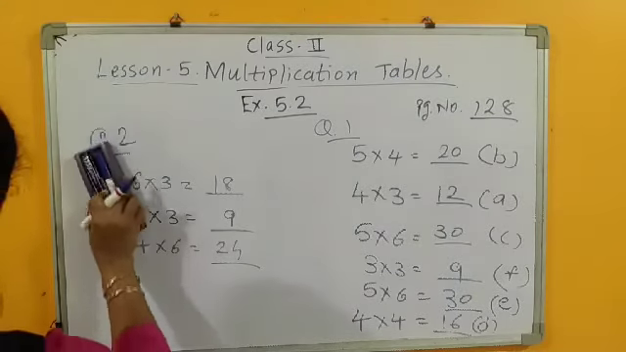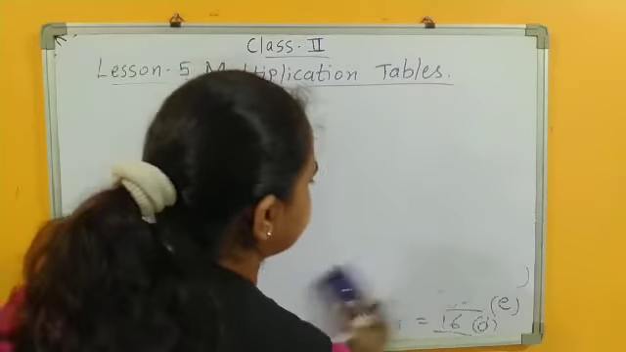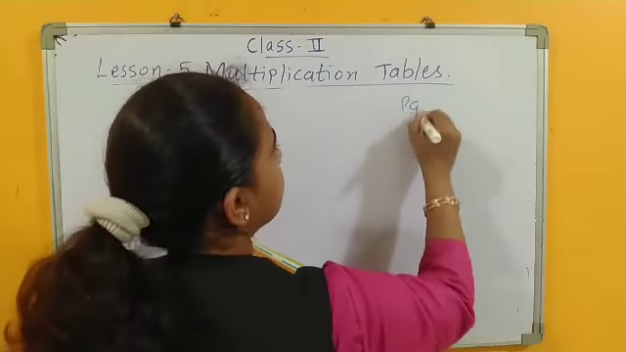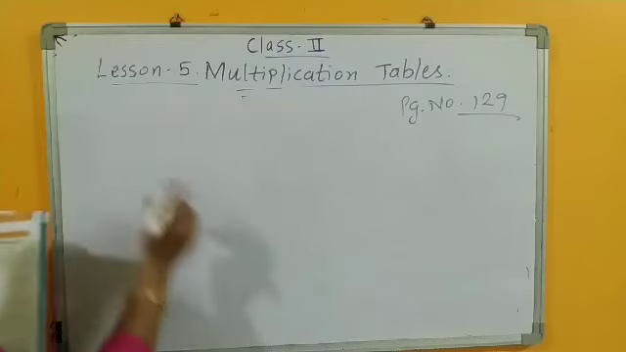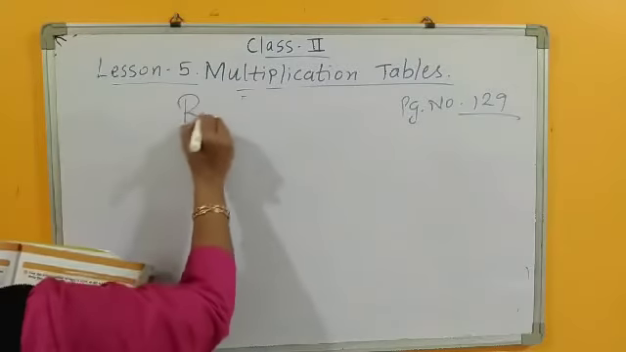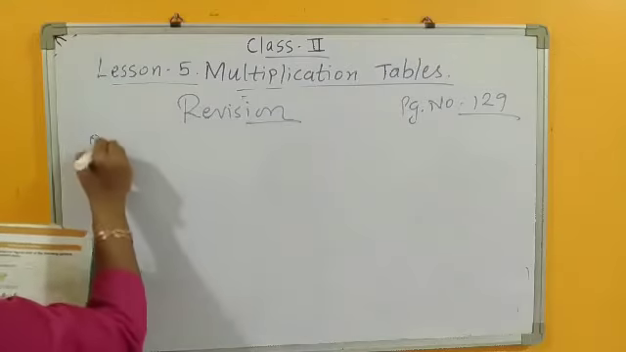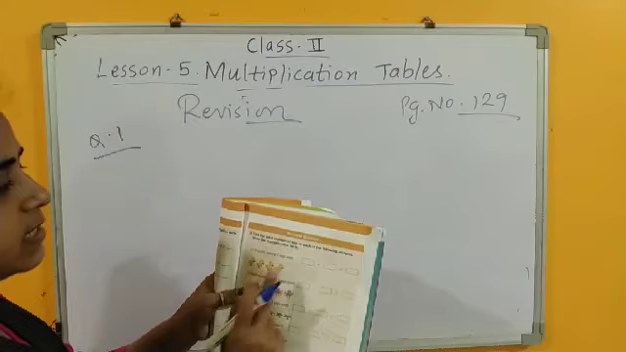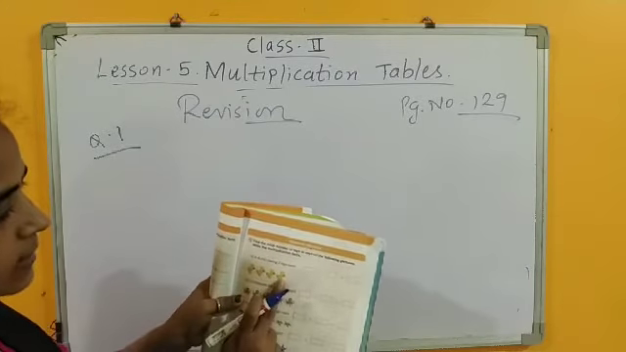Page number 129. Revision exercise, okay? Question 1. Write the multiplication fact. 4 ducks having 2 legs. Here, 4 ducks having 2 legs.